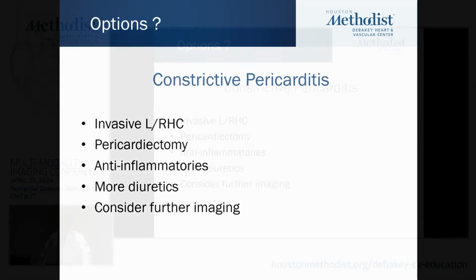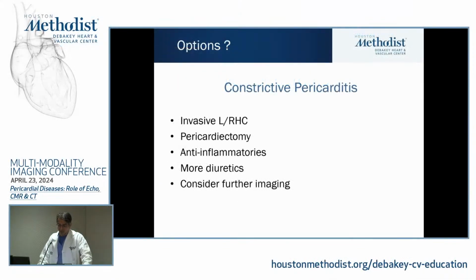If you had this case, based on just what you know by echo, what would you do with this patient next? Are you going to do an invasive left-right heart cath to confirm the diagnosis? Are you going to send the patient off to surgery to get a pericardiectomy? Are we going to consider a trial of anti-inflammatories? Do you just want to treat with diuretics, or do you want to consider further imaging? So you probably know where I'm going with this. I'm going to suggest to you consider further imaging.